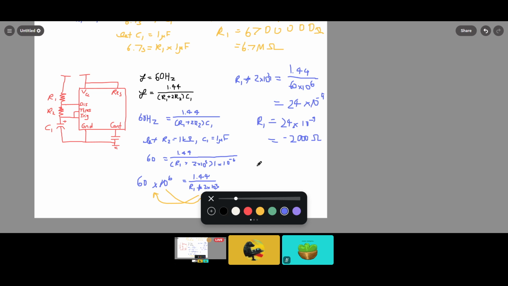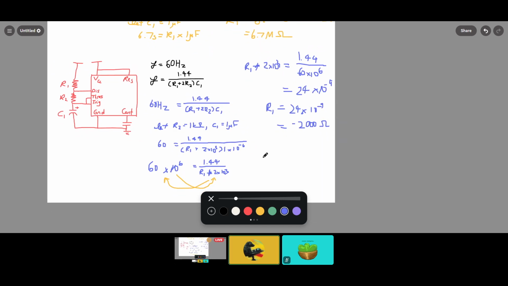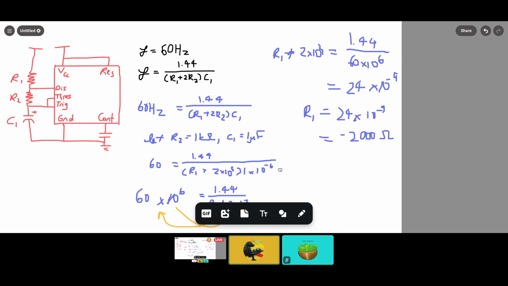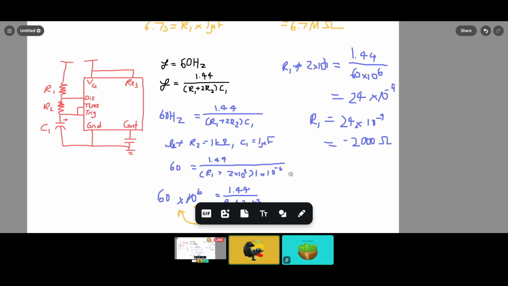Okay, so just look at this, and you realize something went wrong already. This doesn't make sense at all, because you can't have negative resistance. So okay, what did we do wrong? Yeah, this brings out a very interesting point. This has to do with the values we've subbed in.